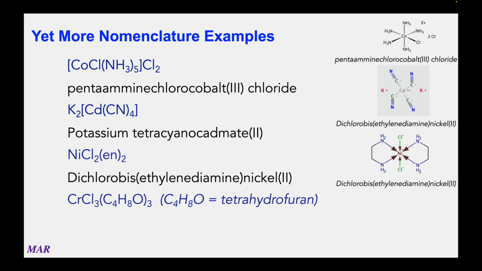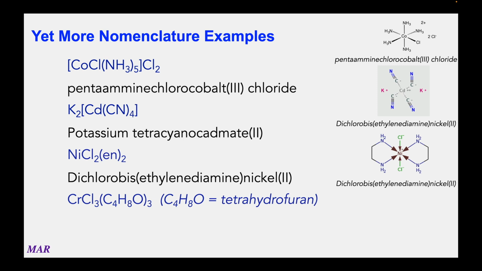This last one's kind of near and dear to my heart. In graduate school, I used to make this as a starting material. And this compound has 3 chlorines as well as 3 what's called tetrahydrofuran. Tetrahydrofuran is a solvent that can be used. It's kind of interesting. Anyway, notice in the name tetrahydrofuran, tetra is a Greek prefix.